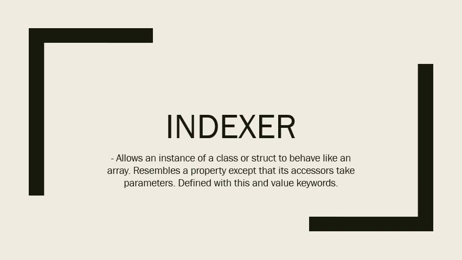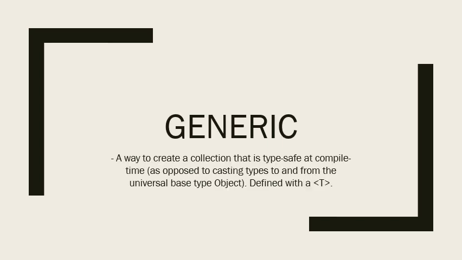Indexer allows an instance of a class or struct to behave like an array. Resembles a property except that its accessors take parameters, defined with this and value keywords. Generic, a way to create a collection that is type safe at compile time, as opposed to casting types to and from the universal base type object, defined with a T.